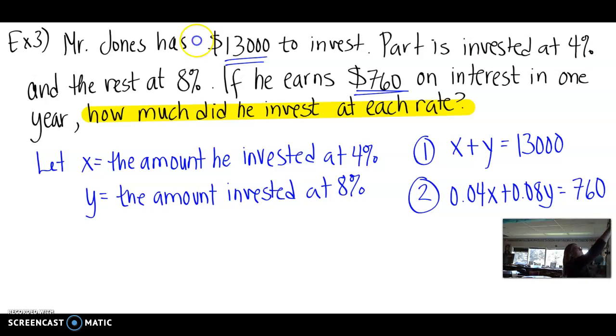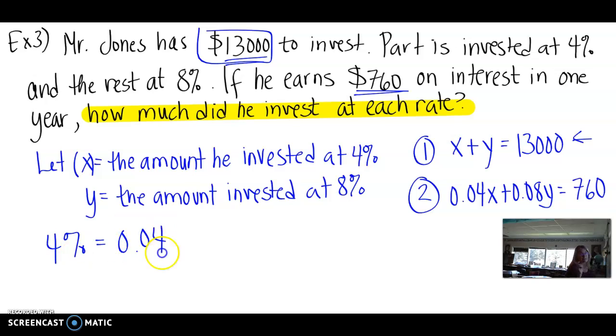And then we know that his total investment was $13,000. I'm sorry. So the amount he invested at 4% and the amount he invested at 8% has to total that $13,000. And then he's getting interest. When you're working these out, if it's a percentage, you need to turn it into a decimal. 4% as a decimal is 0.04, and 8% as a decimal is 0.08. You move the decimal over 2 places.